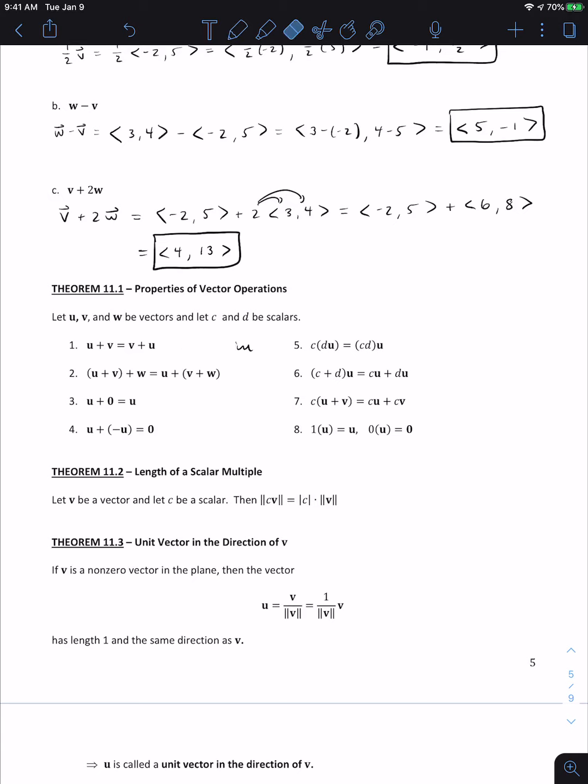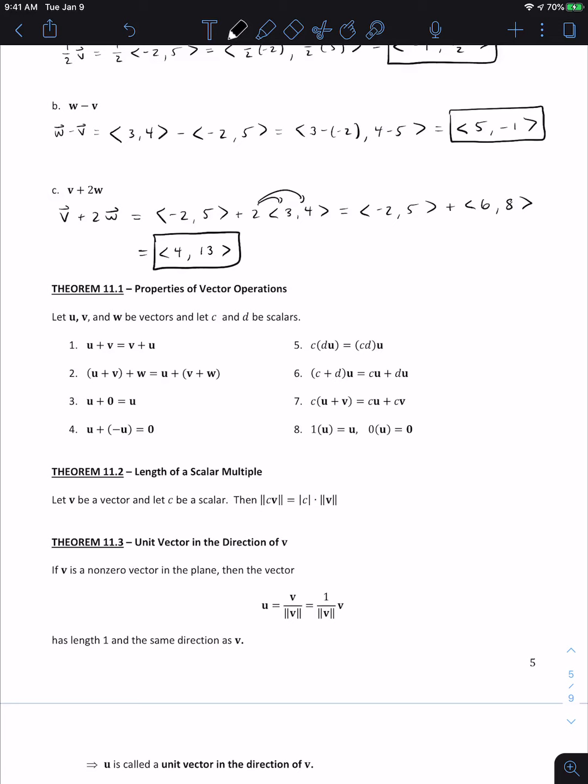The second one is an associative property. The third one is that we have an additive unit. So in other words, if we add the 0 vector to u, we get u back. The fourth one is that I have an additive inverse. So I can always find somebody that's going to give me 0.